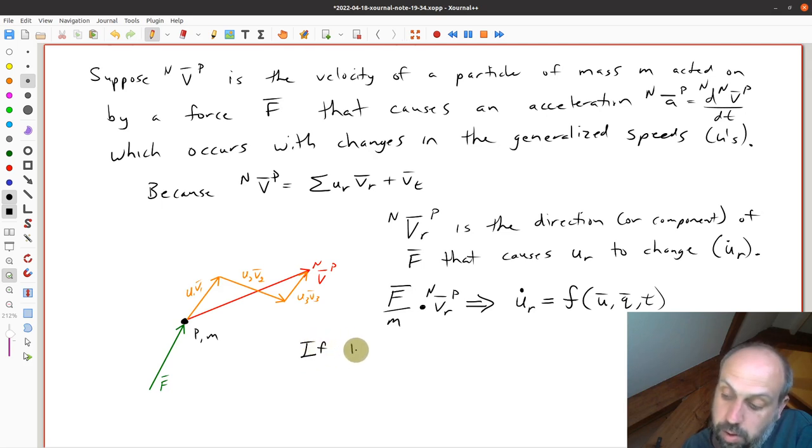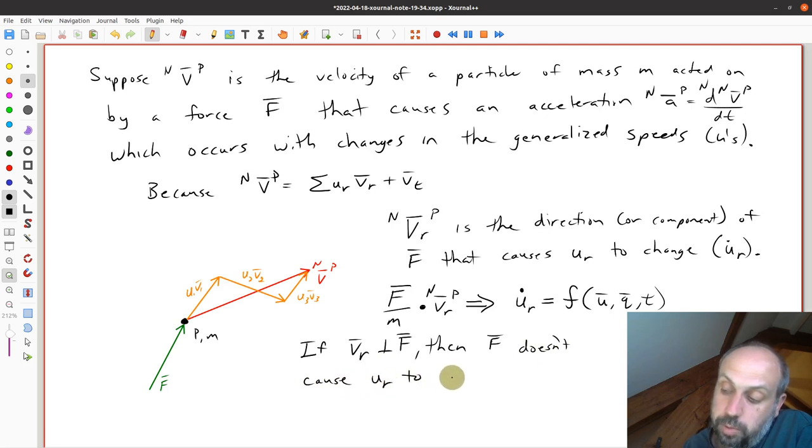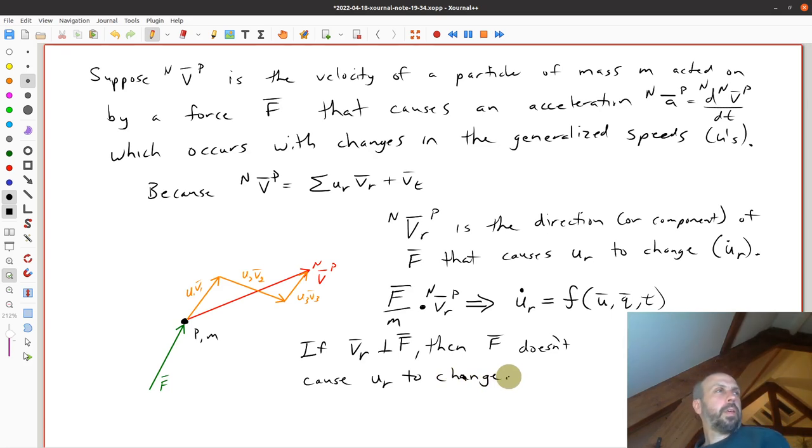If that partial velocity happens to be perpendicular to the force, then F doesn't cause any change in that generalized speed. So it doesn't cause ur to change. So this is sort of a dynamic interpretation, mapping the relationship of a force applied to a particle to the change in the velocity vector, when we have the velocity vector described as a linear combination of partial velocities times the generalized speed.